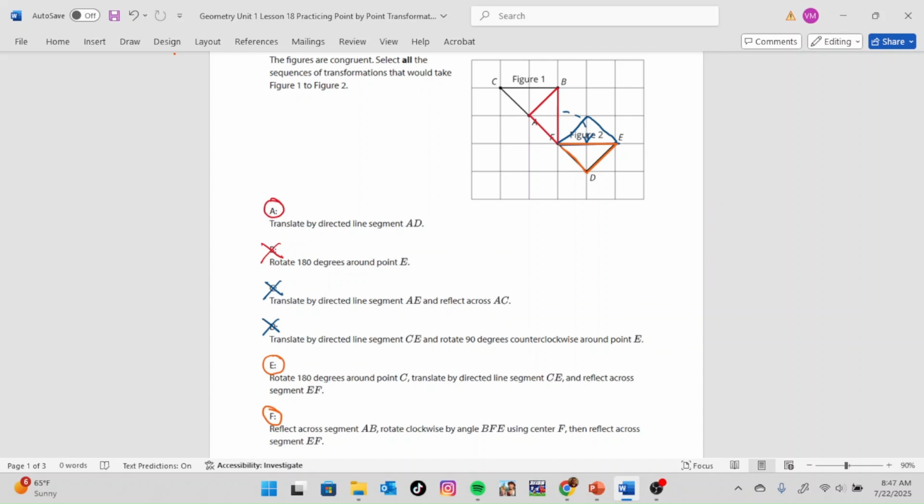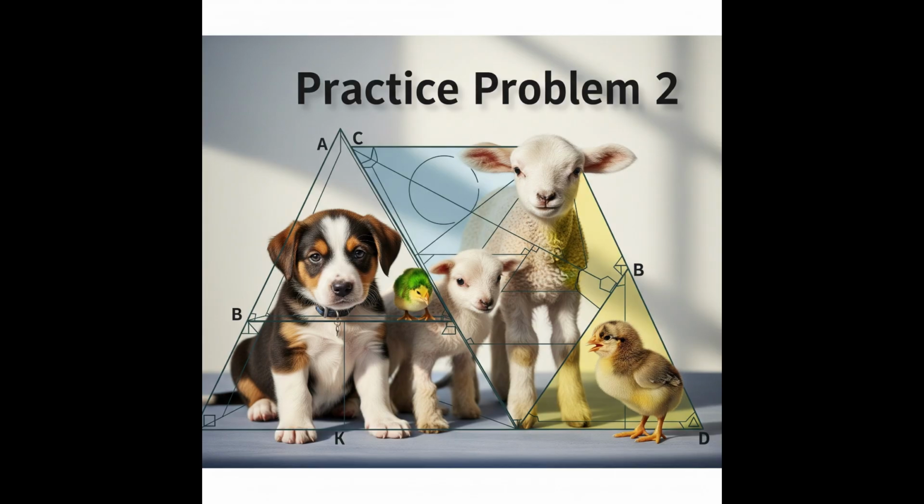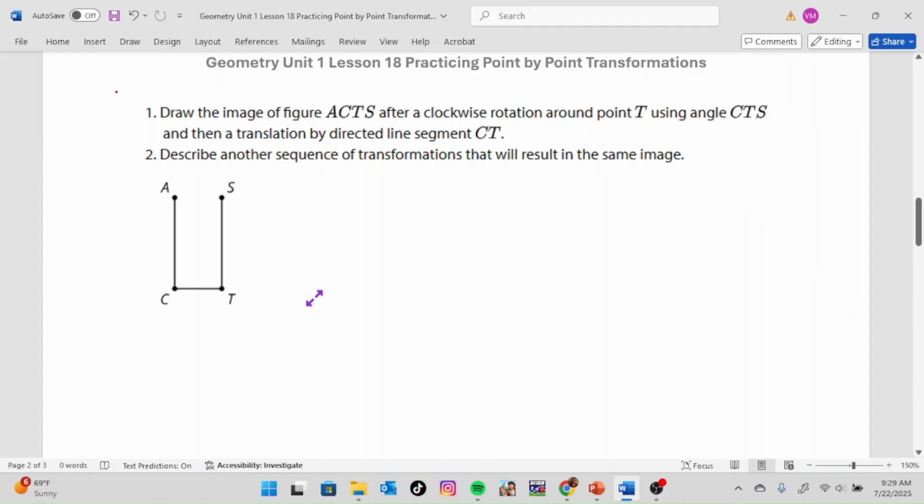Let's move on to practice problem number 2. Practice problem number 2. Draw the image of figure ACTS after a clockwise rotation around point T using angle CTS. So that's the first step. And when we're saying angle CTS, this appears to be a 90-degree angle.